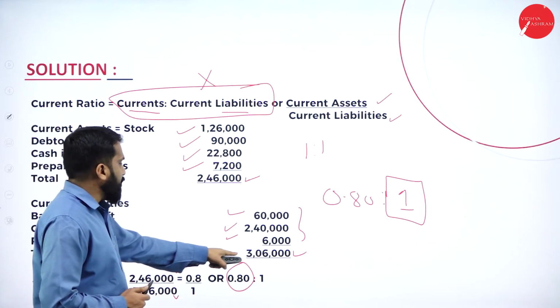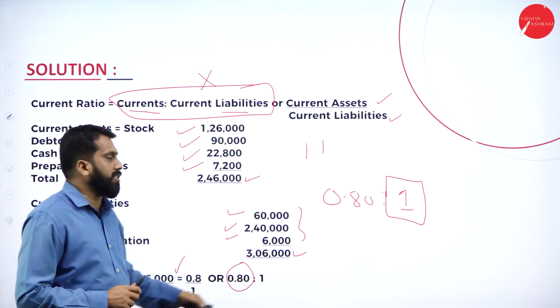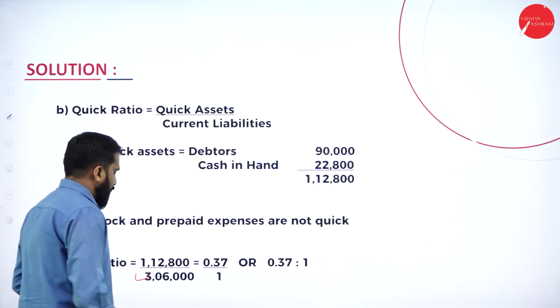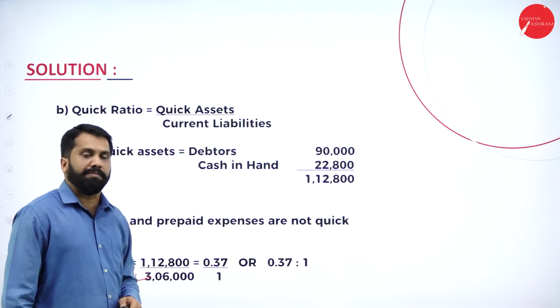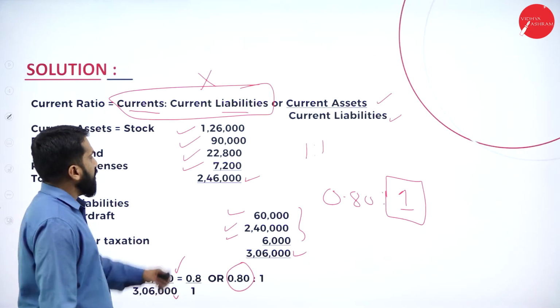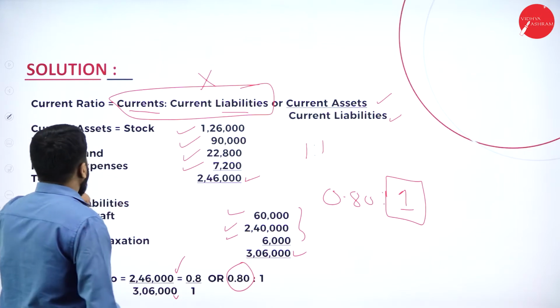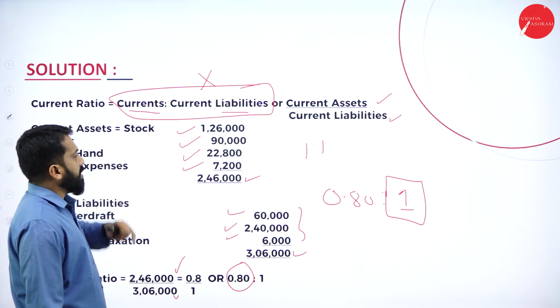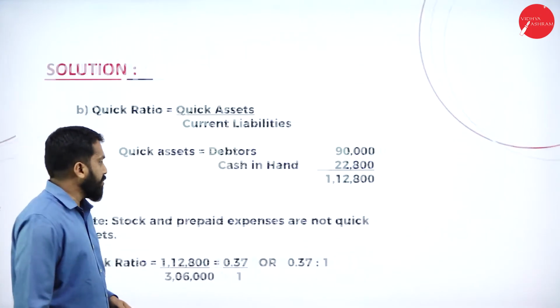Current liability, how much we had? 3,06,000. No changes. We take 3,06,000 only. But current asset, we do some changes. What are the changes? Out of these four: 1,26,000, 90,000, 22,000 and 7,200.